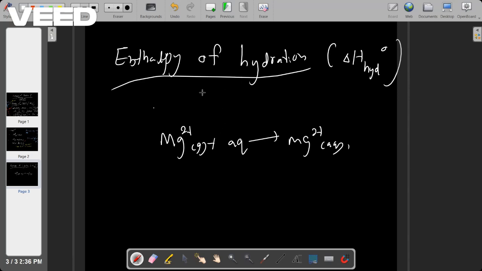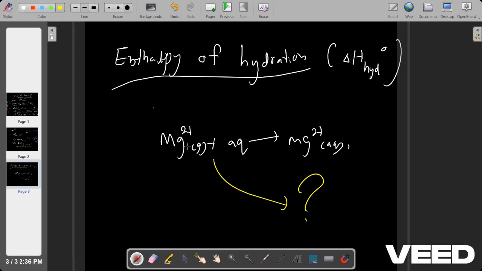Now, what about this one? Is it endothermic or exothermic for this one? It is always exothermic. Why? These gaseous ions can be dissolved quite easily. It is anyways getting dissolved.